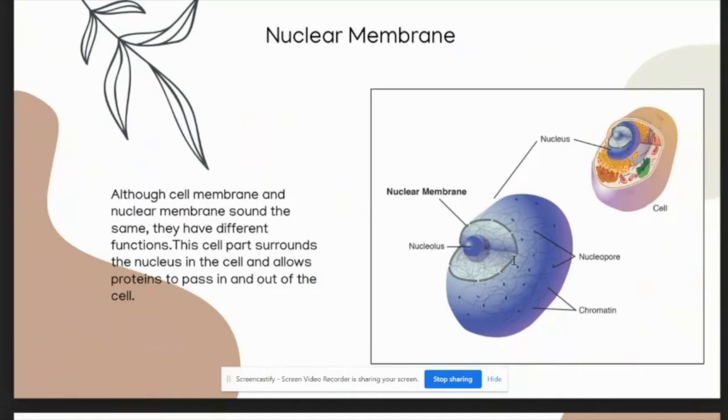So although the cell membrane and nuclear membrane sound the same, they have different functions. The nuclear membrane surrounds the nucleus in the cell and allows proteins to pass in and out. So this is the nuclear membrane, the dashed white lines here. This is the main brain, the nucleolus. So this whole thing is called the nucleus, and the parts include nuclear pore and chromatin.